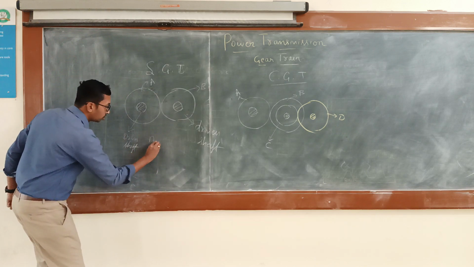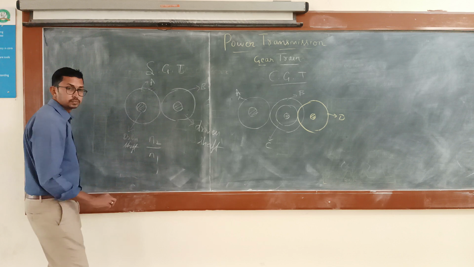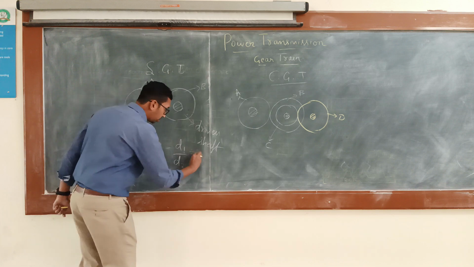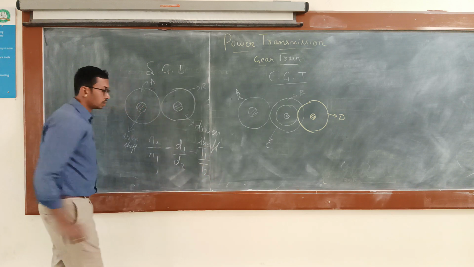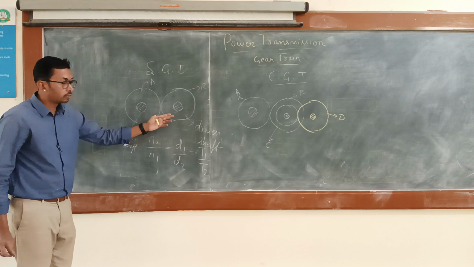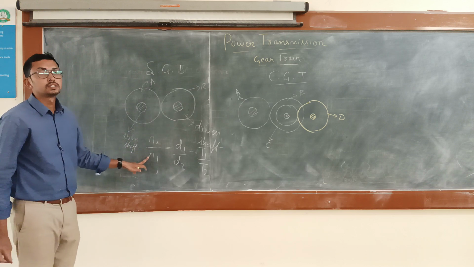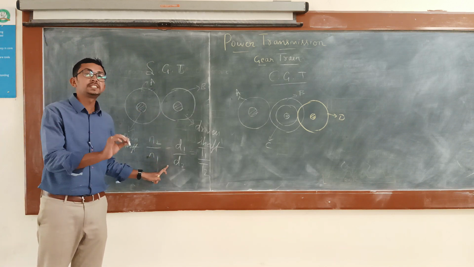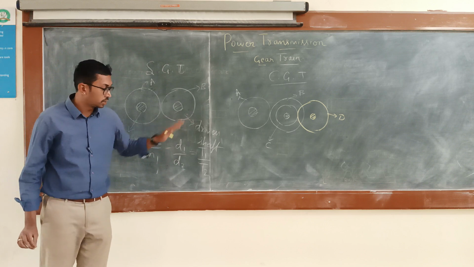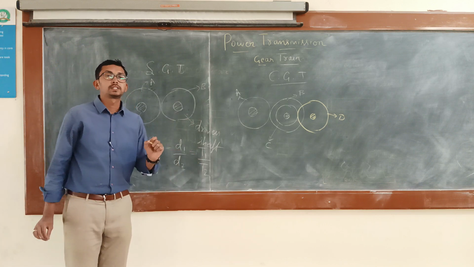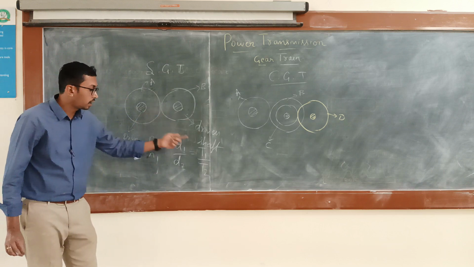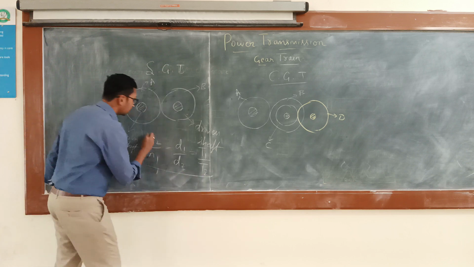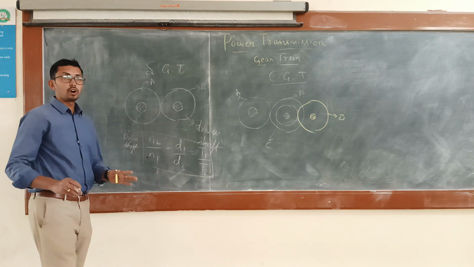It will be equal to N2 by N1 is equal to D1 by D2, that is equal to T1 by T2. So what is the meaning of N2? Speed of the driven gear. N1 represents the speed of the driving gear. D1 and D2 represent the pitch circle diameter of the driving and driven gear. T1 and T2 represent the number of teeth on the driving gear and the number of teeth on the driven gear. So this is a very important formula, that is the velocity ratio of gears.